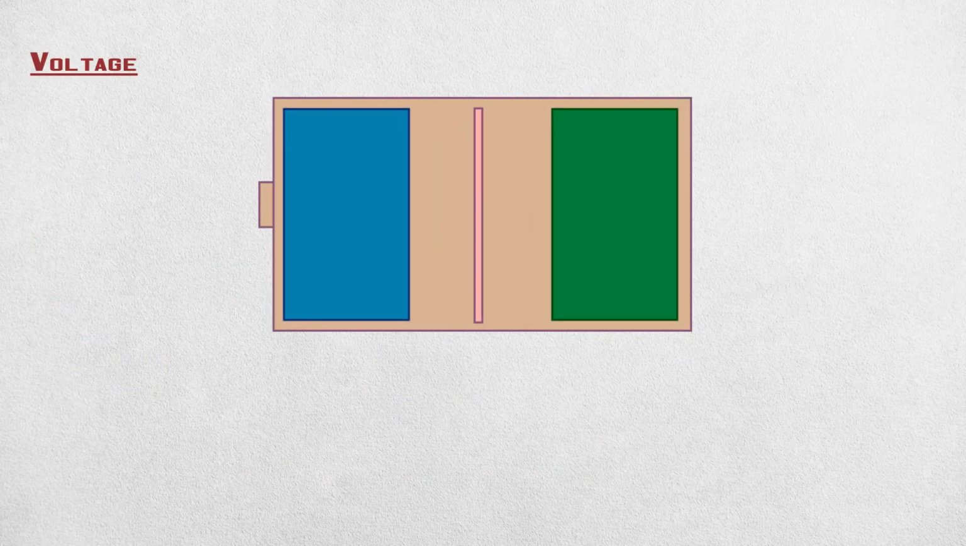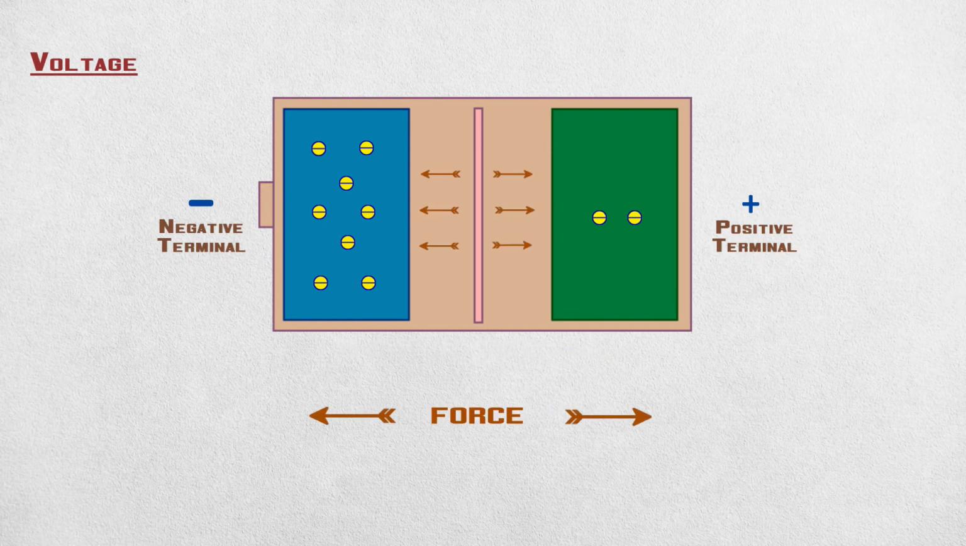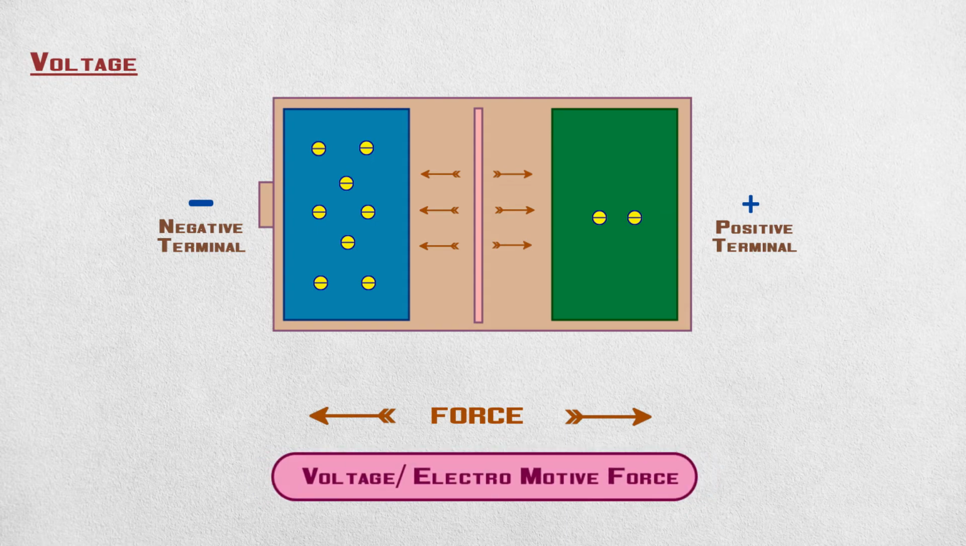Now let us assume a battery. The battery contains a negative terminal and a positive terminal. Due to chemical reactions inside the battery, more electrons are created at the negative terminal, and fewer electrons are created at the positive terminal. This difference in the number of electrons between both the terminals will create a force. This force, or the electric potential difference, is called the voltage, or electromotive force, EMF.